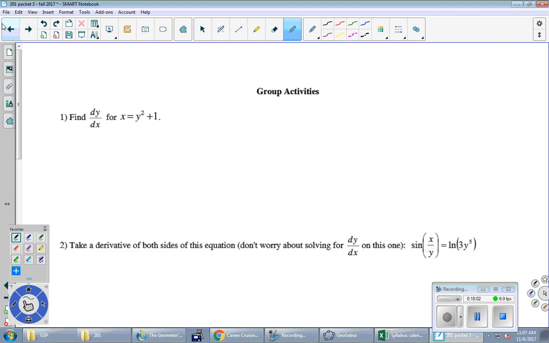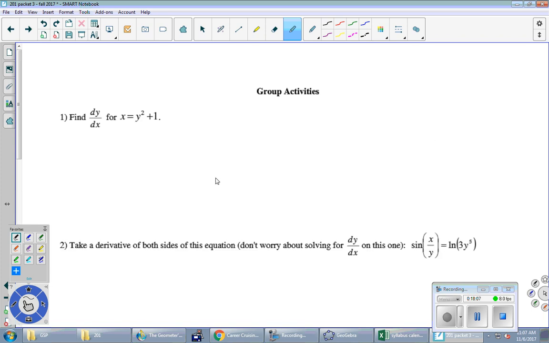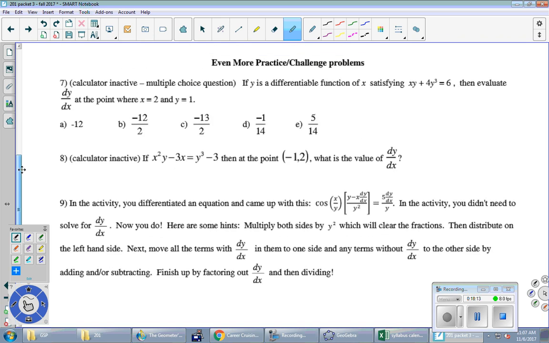If I can jump ahead, for example, coming over here, you don't need to turn the page. This is just one of the even more practice problems. But what is the derivative of 4y cubed? It is not just 12y squared. What is it? It's 12y squared times dy dx. Okay, every single thing that has a y in it is going to have a dy dx.